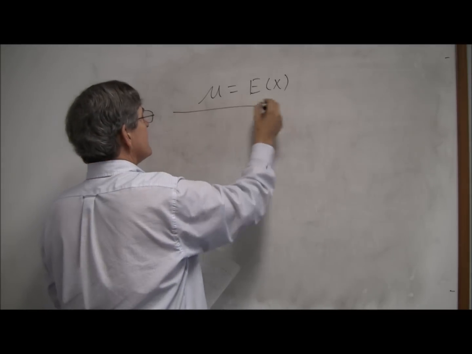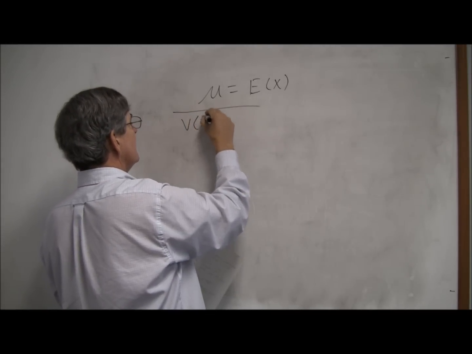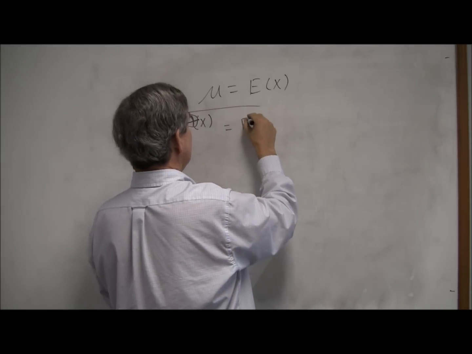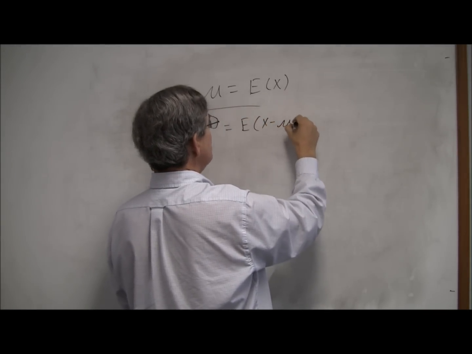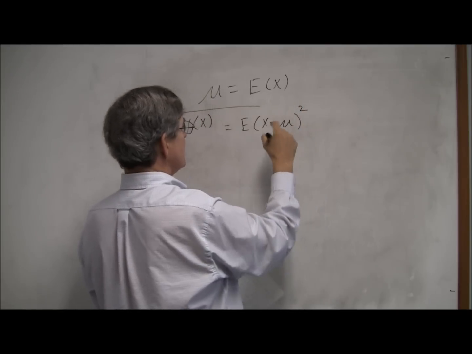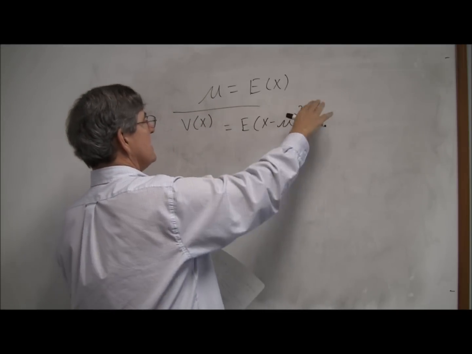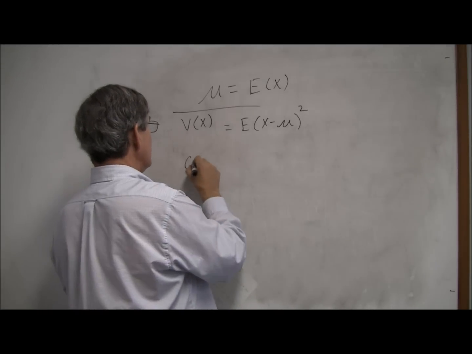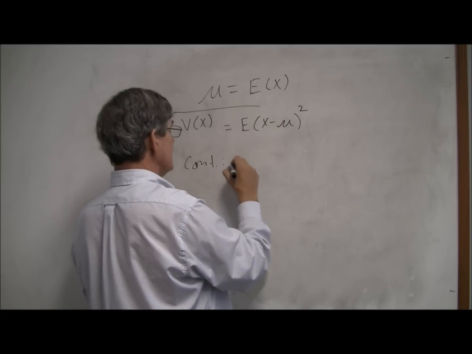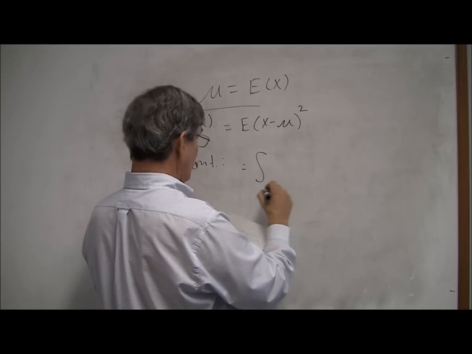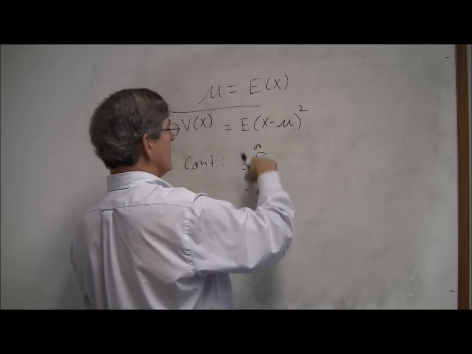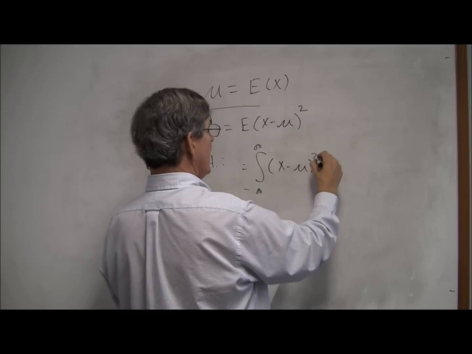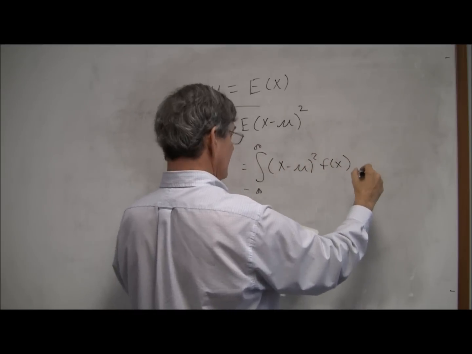The variance of x is another expected value, but it's a little different. It's the expected value of x minus the mean, squared. So it's the expected value of (x minus the expected value of x) squared. For continuous random variables, this is just equal to the integral from minus infinity to infinity over the range of x of (x minus mu) squared times f of x, dx.